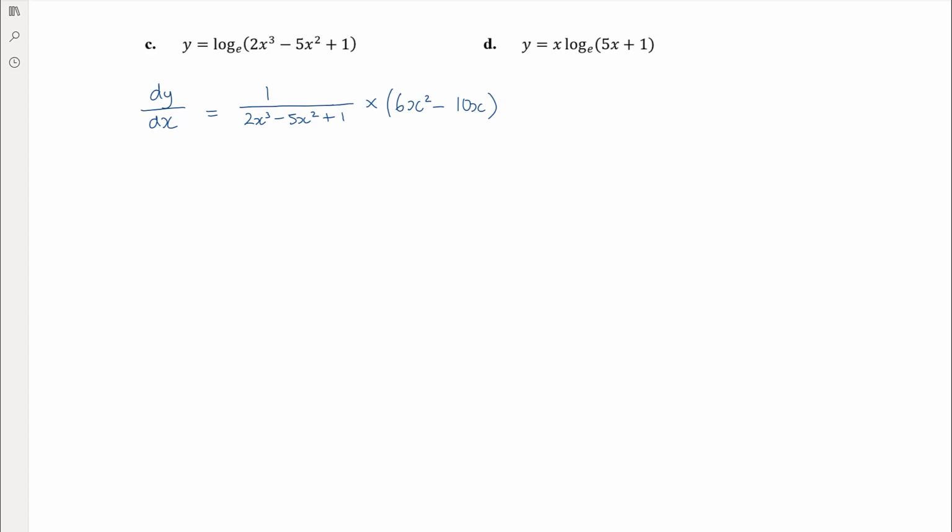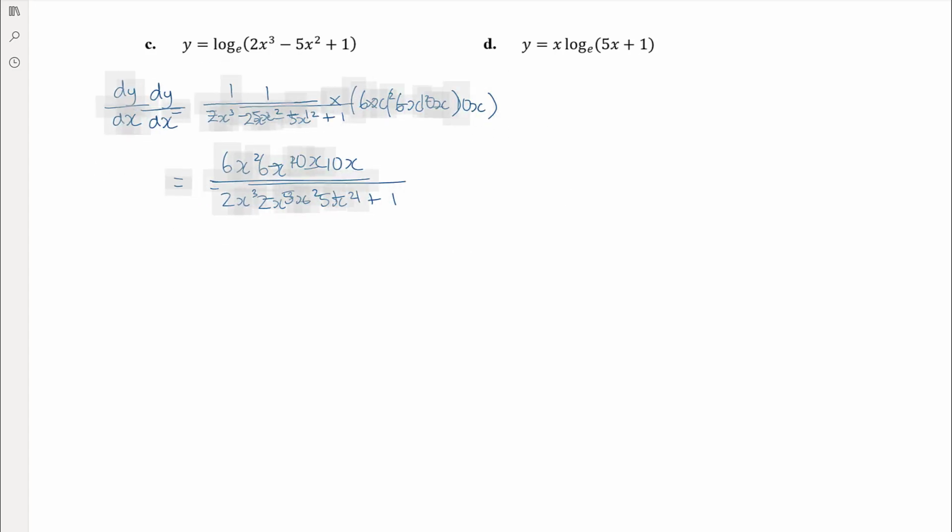Now you must have brackets around that, or what you've written isn't correct, and then we can write that on our numerator, 6x squared minus 10x over 2x cubed minus 5x squared plus 1. You might choose to factorise the numerator as taking out 2x, so it'd be 2x times 3x minus 5, but there's no real advantage to doing that. Alright, I'm just going to move that over slightly, it's encroached on my next example.